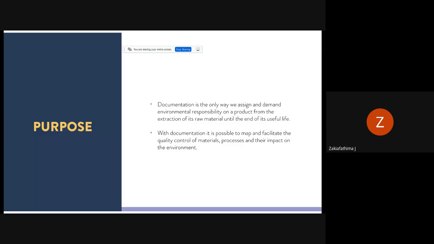Next comes, we'll start with your purpose for the documentation. So documentation, one second.